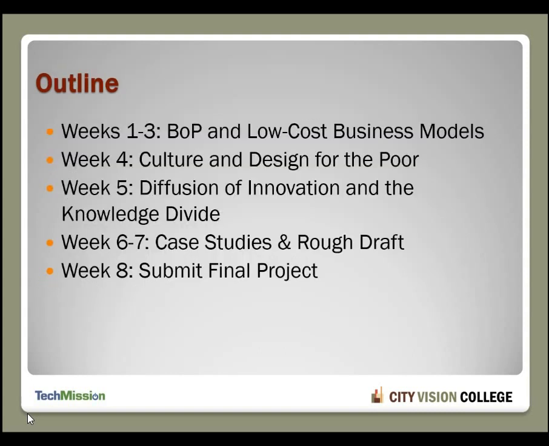So the outline: weeks 1 through 3, we're going to be focused on the idea of the bottom of the pyramid. We're going to be going through the book, The Fortune at the Bottom of the Pyramid. In week 4, we're going to be looking at culture, and how culture affects how we design for the poor, and especially social class. Then in week 5, we're going to look at the idea of diffusion of innovation and the knowledge divide. And weeks 6 and 7, we're going to go through some case studies, and you're going to be working on a rough draft of your final project and the final project.